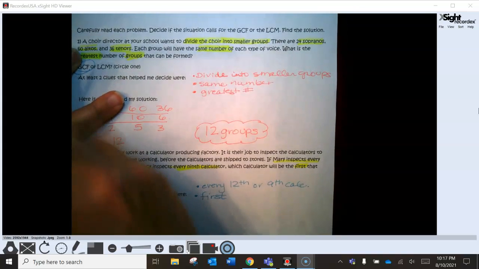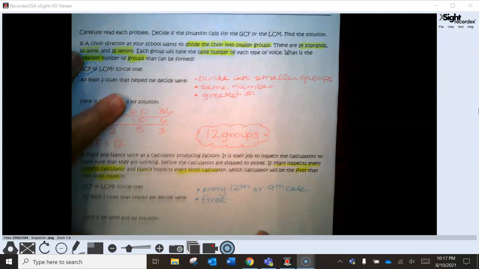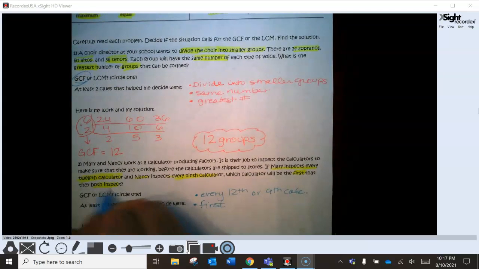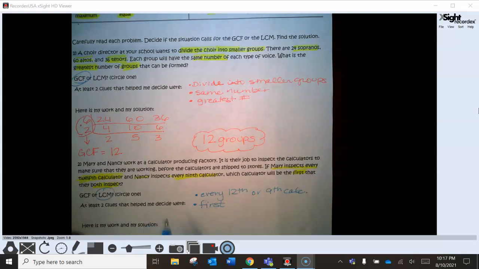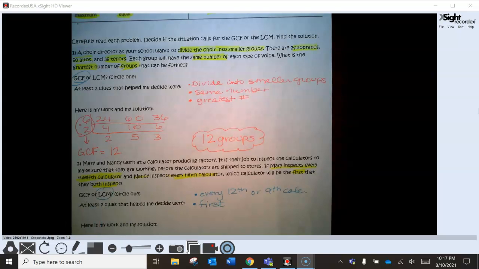Alright, so there are other clues in there as you read it. There are context clues that would tell you to find the GCF. I'm sorry, I said GCF. We are not finding the GCF. Yikes, guys. We are finding the LCM, the least common multiple. And that's why I went back and looked at those clues and said I circled the wrong answer.